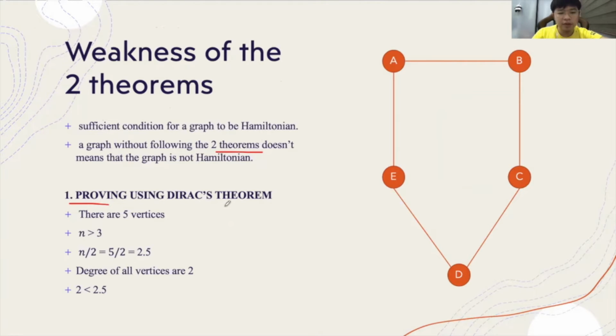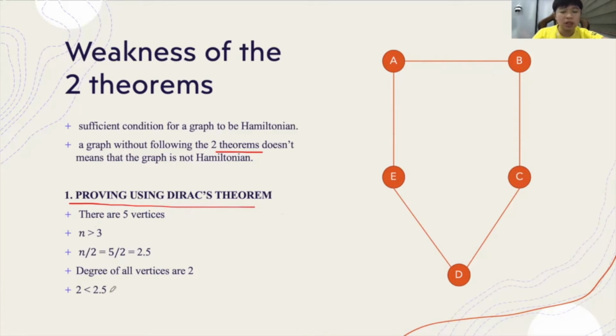First, I prove using the Dirac theorem. There are 5 vertices A, B, C, D, E, so n should be 5. So 5 is bigger than 3, which obeys the first requirement for the Dirac theorem. 5 divided by 2, we get 2.5. The degree of all vertices A, B, C, D, E is 2. So 2 is smaller than 2.5.